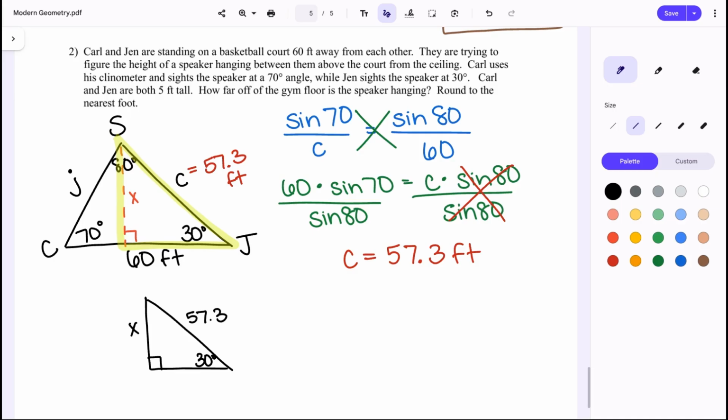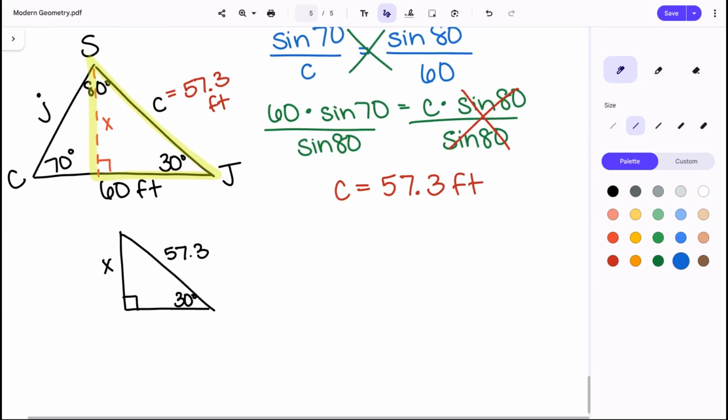Okay, how could I set that up? Think back to last unit, regular sine, cosine, tangent. Which function could I use for this new triangle? 30 is your reference angle. Like cosine or something? Sine. Yeah, this is opposite and this is hypotenuse. So think about SOHCAHTOA from last unit, that's sine. So how would we write that? Sine of 30 equals x over 57.3.